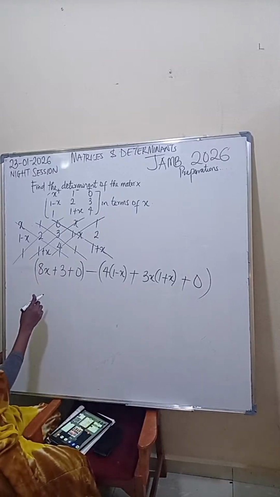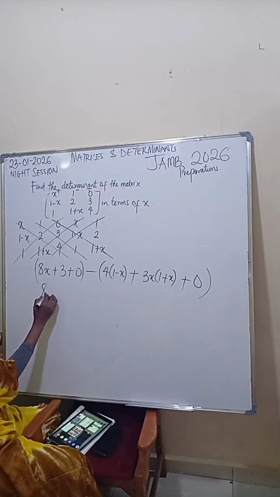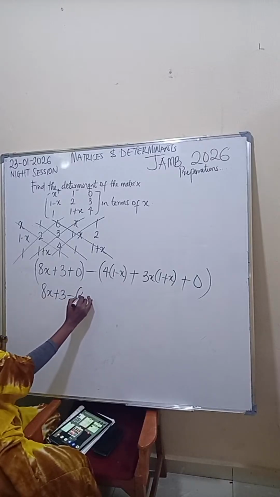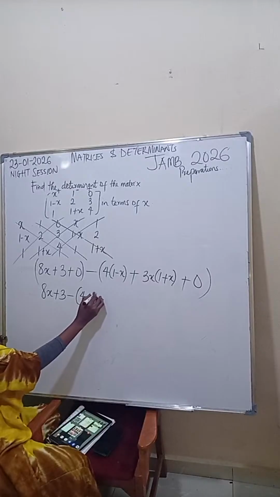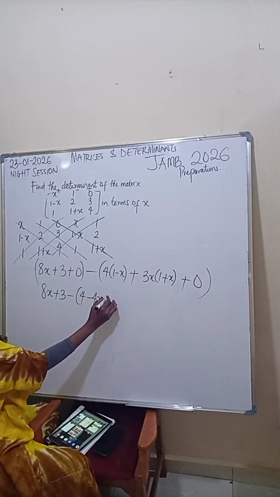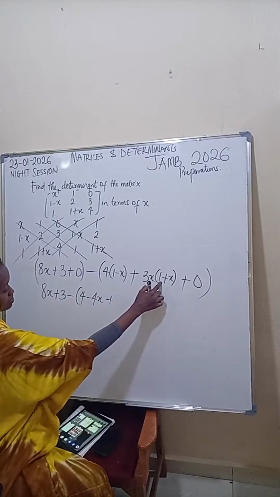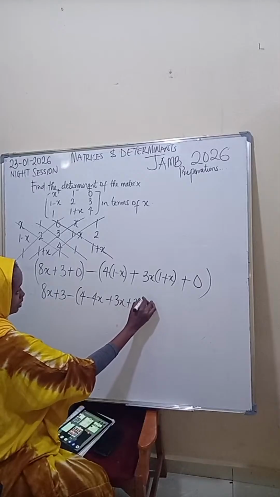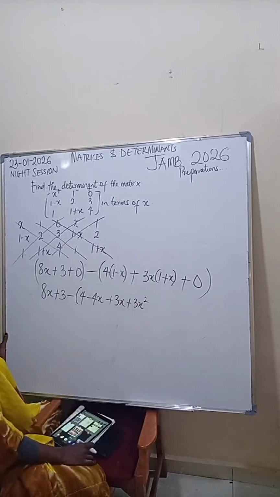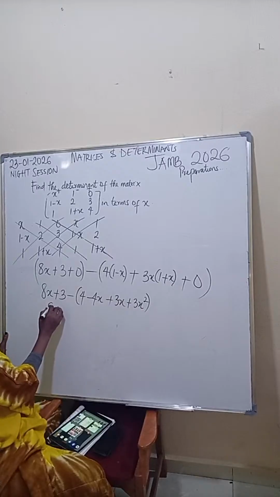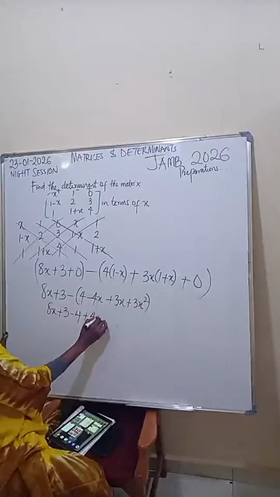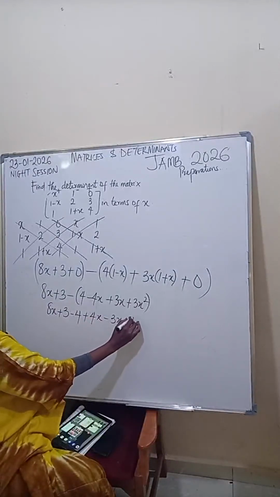Alright, okay. So this will be 3x plus 3 minus 4 times 1 is 4. Then 4 times minus x is minus 4x. Plus 3 times 3x times 1 is 3x. 3x times x is plus 3x squared. Then plus 0. Okay, so this becomes 8x plus 3 minus 4 plus 4x minus 3x minus 3x squared.